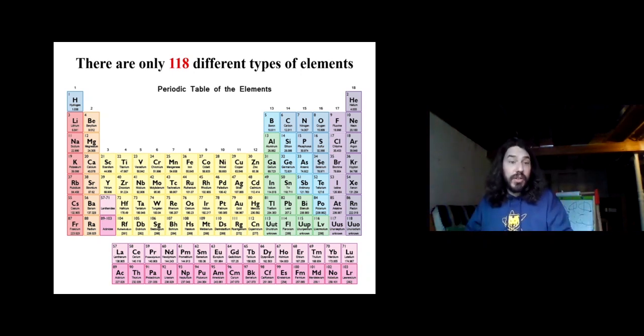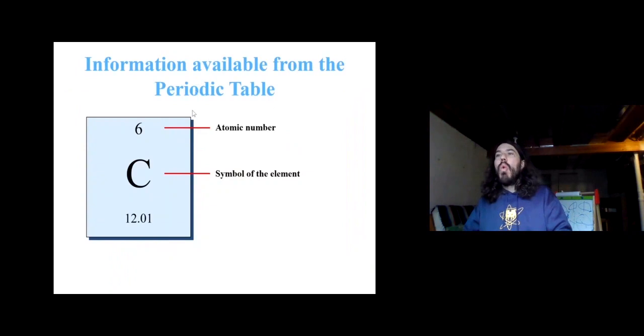There's only 92 naturally occurring elements. Okay. Let's zoom in on one of these. We're going to pick carbon. Carbon is 6. Its atomic number is 6, and the symbol we use is C.